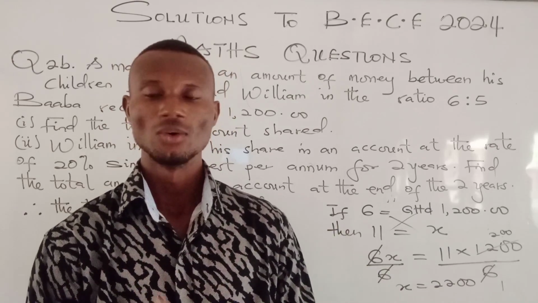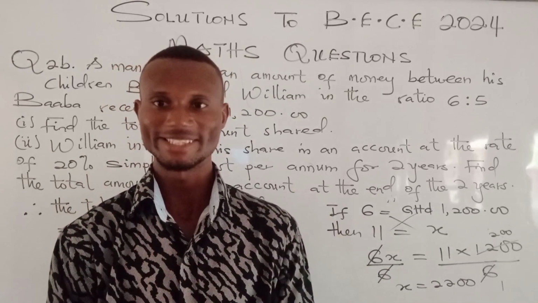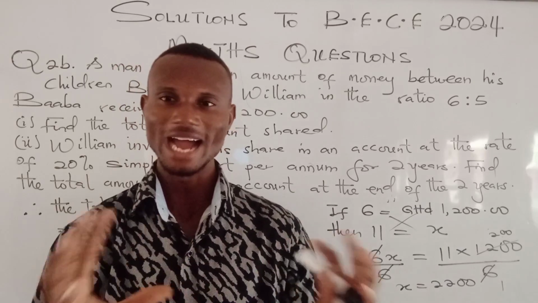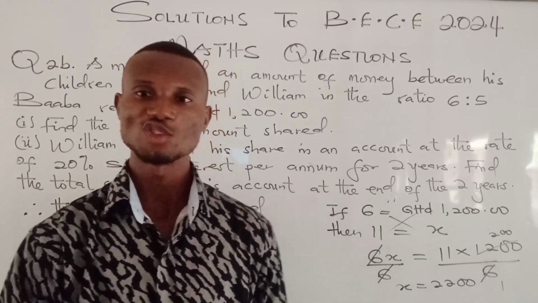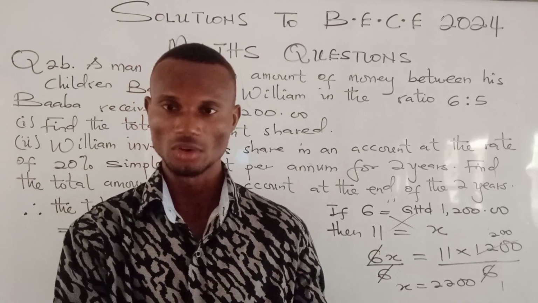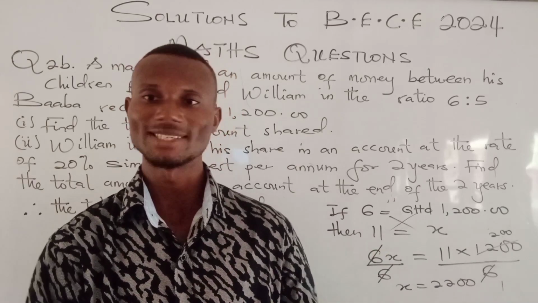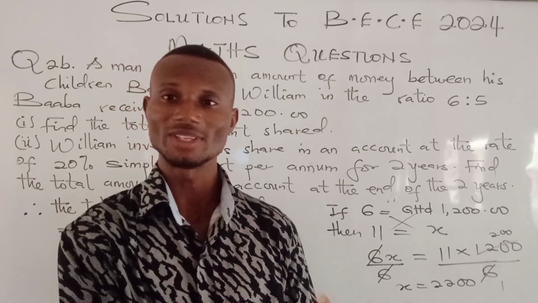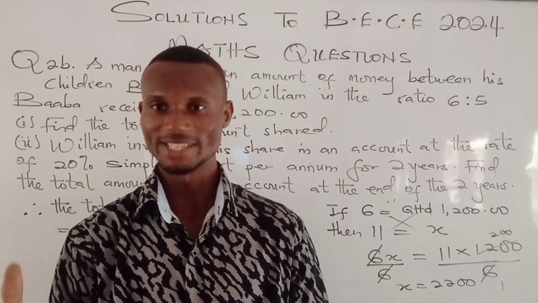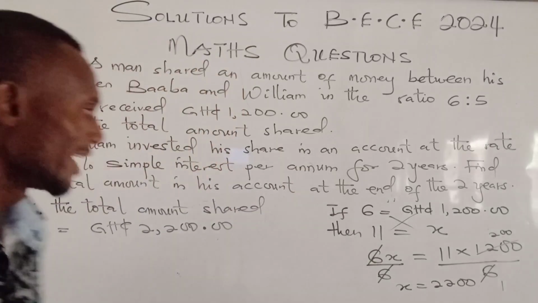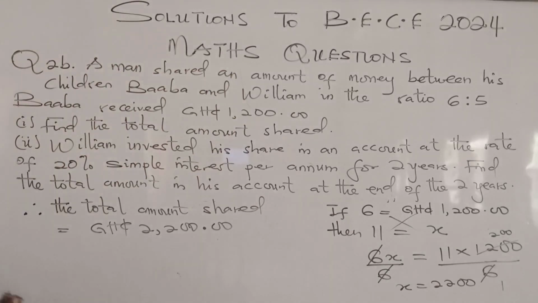And from the question, we know that Baba's share is 1,200 Ghana cedis. So knowing Baba's share, and knowing the total amount that was shared between the two of them, for us to know what William got, we just need to subtract Baba's share from the total amount, and that will give us William's share. Please, I hope you understand. Okay, so let's go ahead and do exactly that. So I'm going to find William's share.